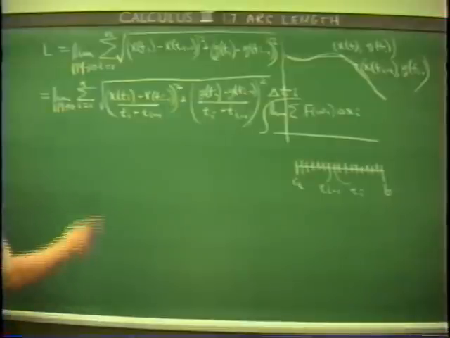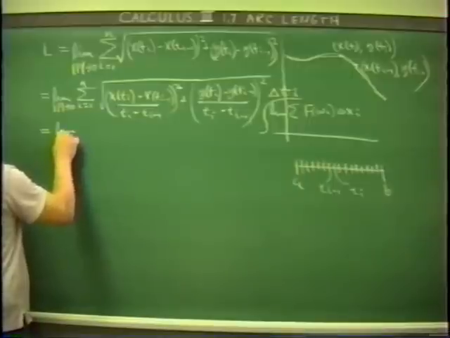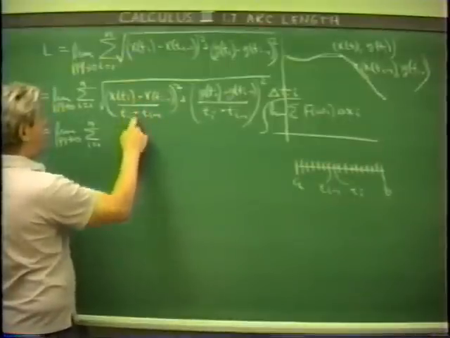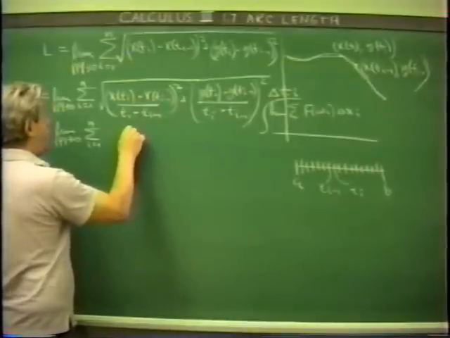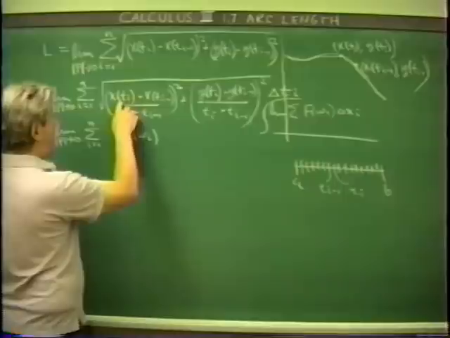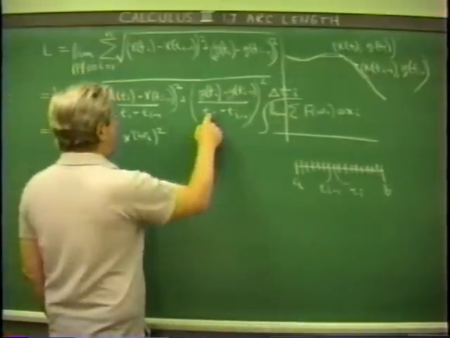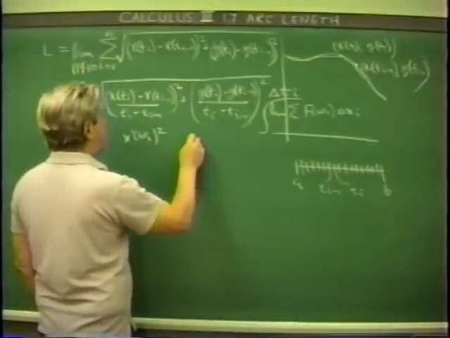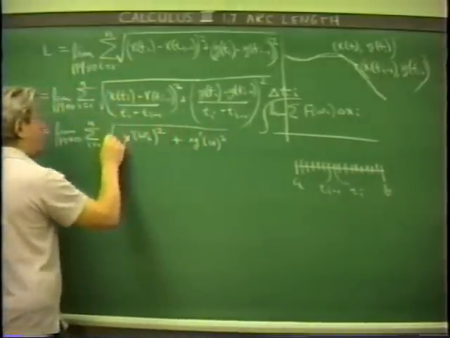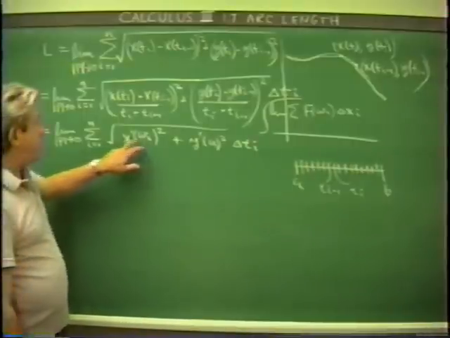We're almost there. We almost have this looking like some function of wi times delta xi, or delta ti in this case. Using the mean value theorem, we get this is the limit as the norm of the partition goes to 0 of the sum, i goes from 1 through n. Using the mean value theorem, we can find a point wi so that x of ti minus x of ti minus 1 over ti minus ti minus 1 will be x prime of wi. So this will be it squared. We can also find a point ui so that this will be y prime at ui, and so this will be it squared. So we've got this plus this squared, times delta ti.